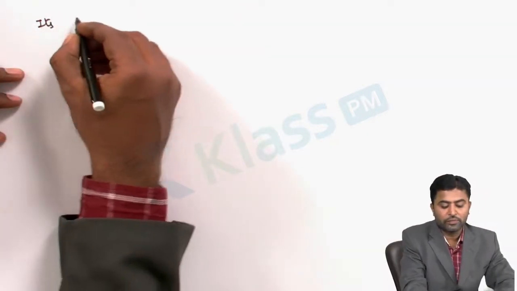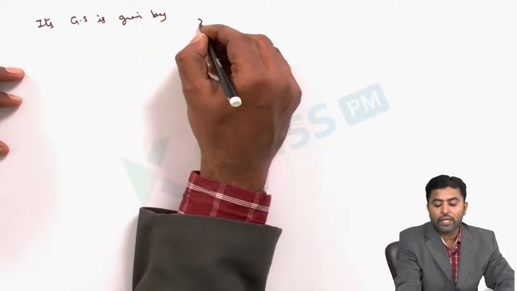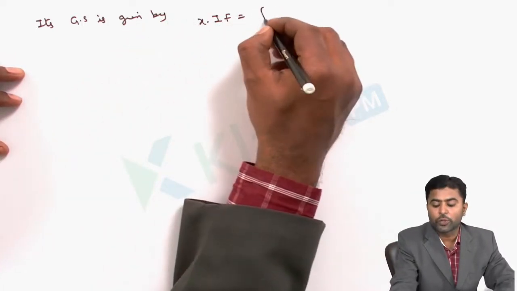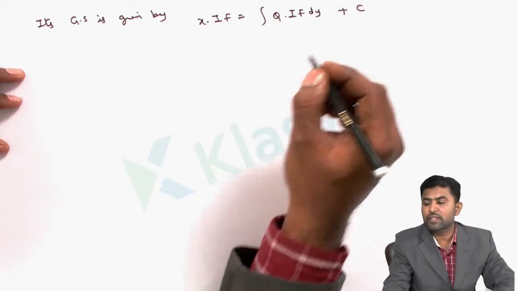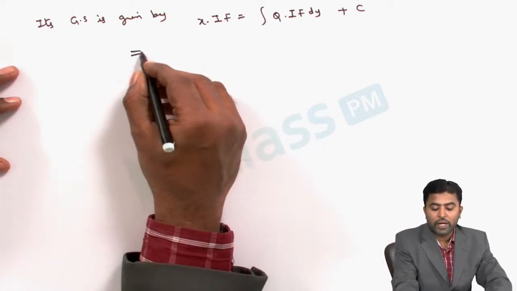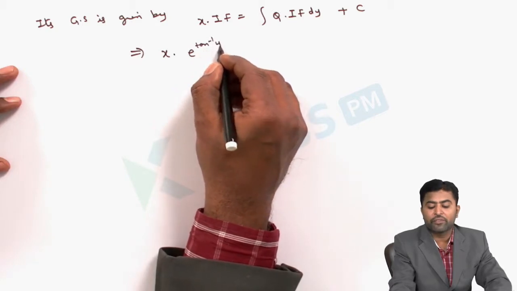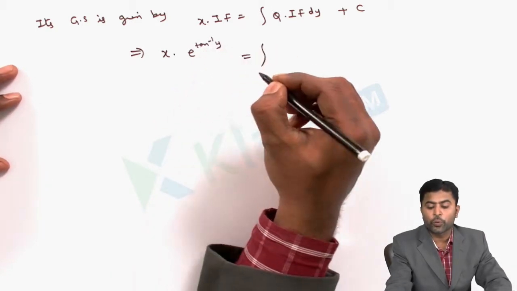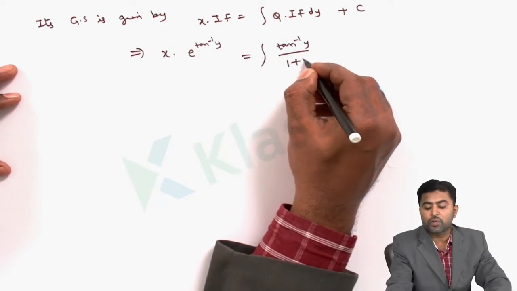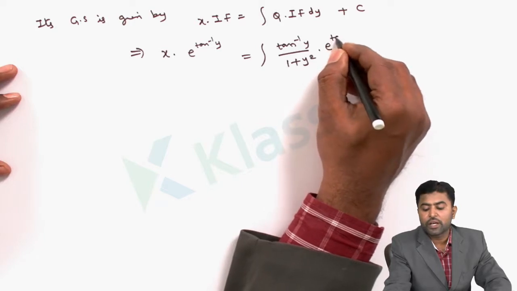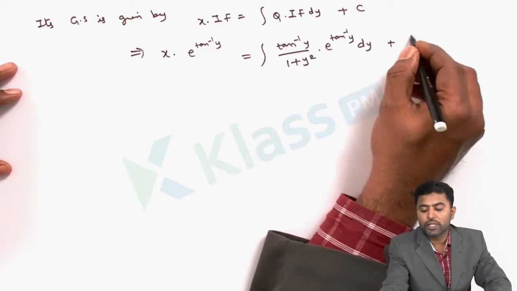Its general solution is given by x · integrating factor = ∫ Q · integrating factor dy + c. So it implies x · e^(tan inverse y) = ∫ (tan inverse y)/(1 + y²) · e^(tan inverse y) dy + c, where Q we got as (tan inverse y)/(1 + y²) and the integrating factor is e^(tan inverse y).